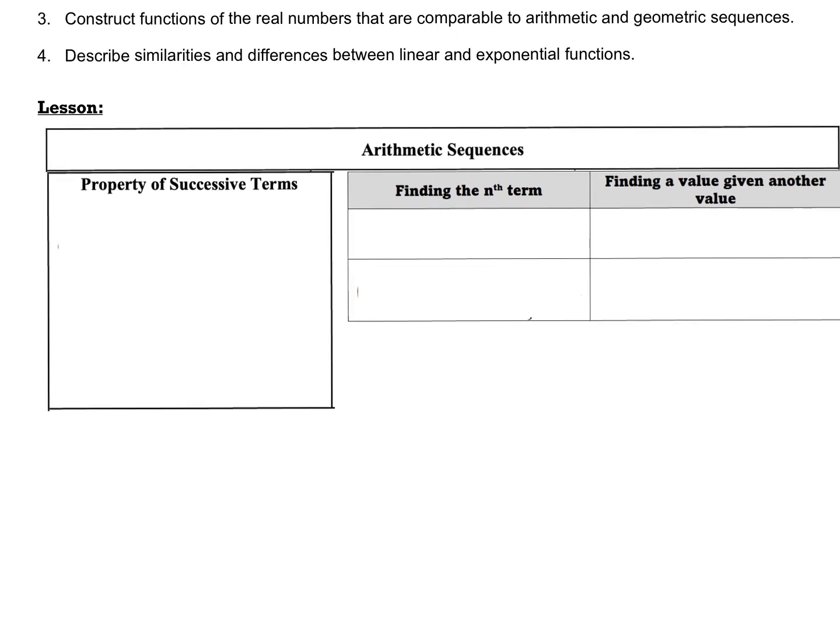All right, so let's talk about an arithmetic sequence, okay? Arithmetic means that each successive term changes linearly, right? We're going to add or subtract something every time, so we say that it has a common difference.